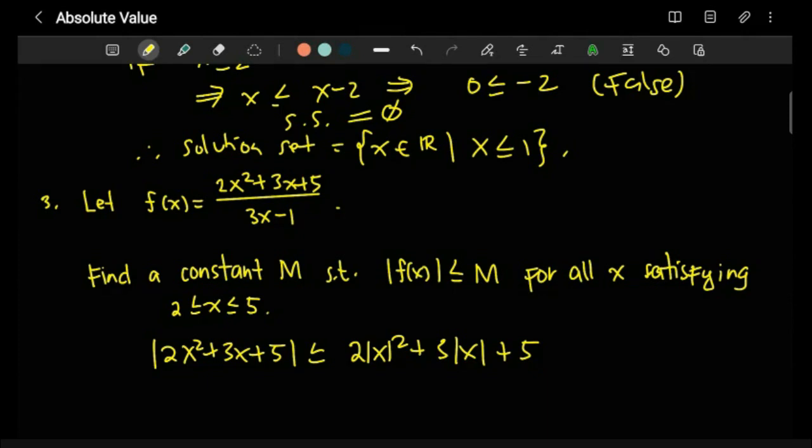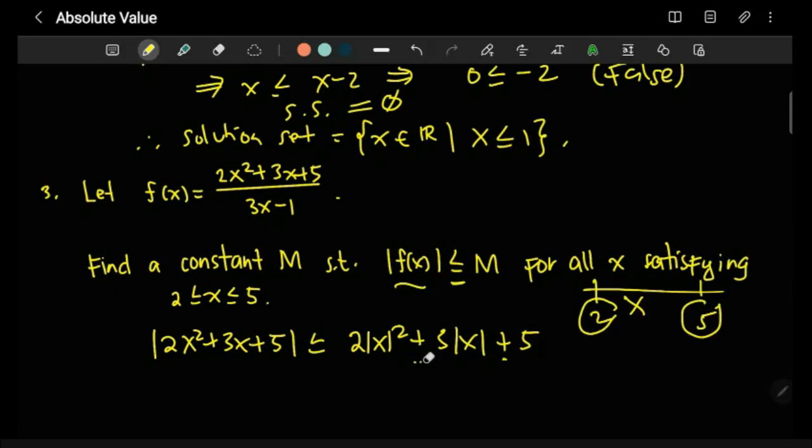So ibig sabihin, ang pinakamalaki ng possible value na expression ay 2 times 5 squared plus 3 times 5 plus 5. Wala nang mas lalaki pang value dyan. Right? Kasi ang pinakamalaking value ng x ay 5. Pag pinalit mo yung x, delete yung value ng numerator. Okay? And that's equal to 70. So ang numerator, ang highest possible value, 70. Right? Okay, how about the denominator? Let's look at the denominator.